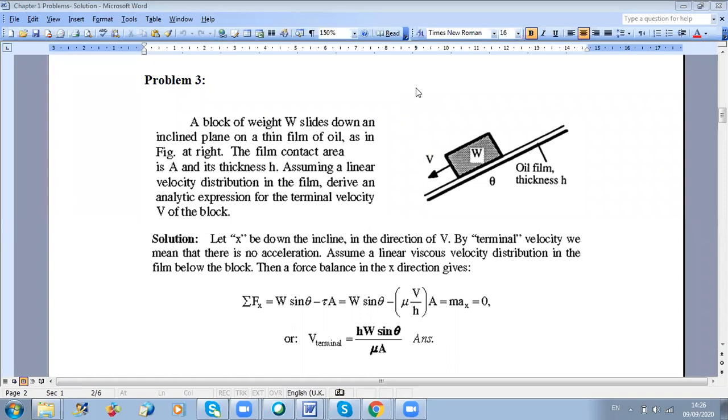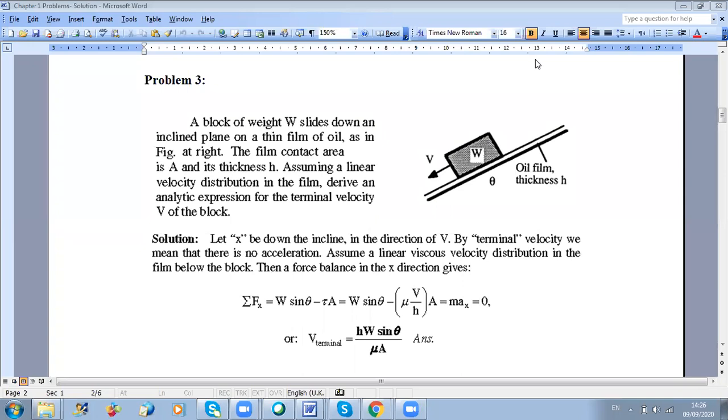Okay, so what do we understand from this question? When they say terminal velocity, V, what does this mean? In dynamics, when we say terminal velocity, this means that we have reached the constant velocity state. So V will not change anymore. And if V is not changing, this means that the acceleration is equal to what? 0. The acceleration is equal to 0.